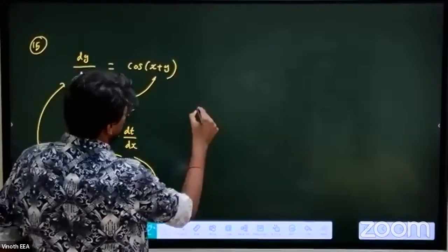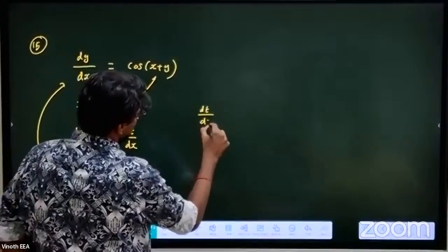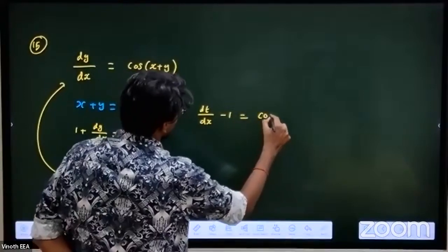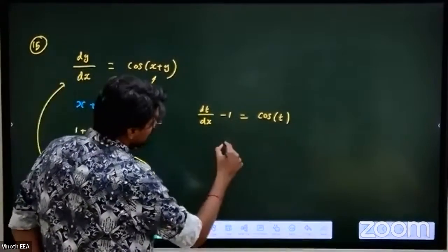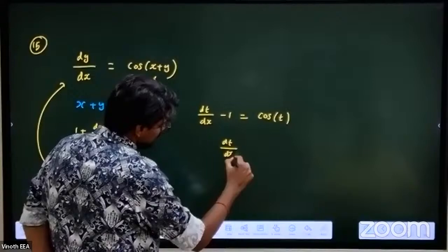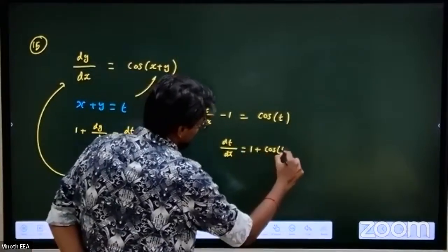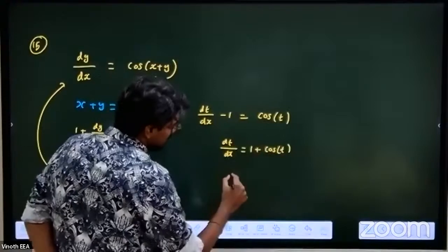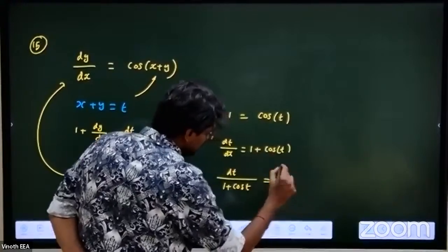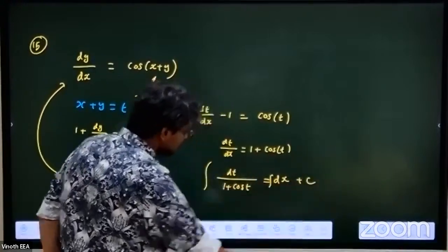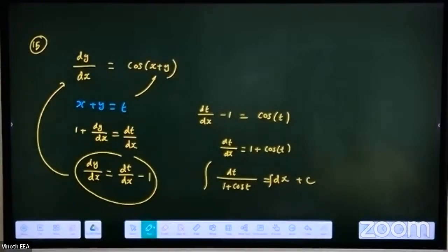Just take this, replace it here, and x plus y should be replaced as t. Okay, so my equation will become dt by dx minus 1 equal to cos t. This will be dt by dx equal to 1 plus cos t. Bring this 1 plus cos t to the denominator, dx there. So dt by 1 plus cos t is equal to dx. Now integrate it, add a constant. Try to integrate it.